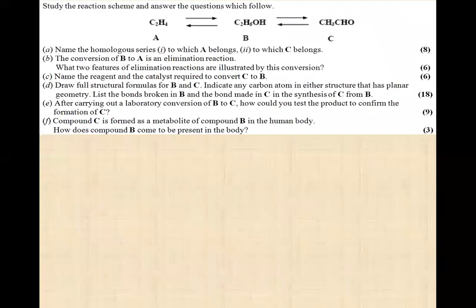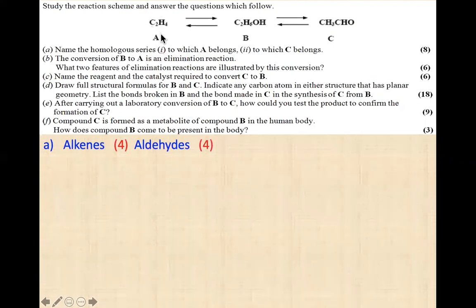Right. So study the reaction scheme and answer the questions that follow. Name the homologous series to which A belongs. A is an alkene, that gets you 4 marks. And to which C belongs, it ends in CHO, it is an aldehyde. A is a hydrocarbon, therefore it's either an alkane, an alkene, or an alkyne. The general formula then is CnH2n, that makes it an alkene.